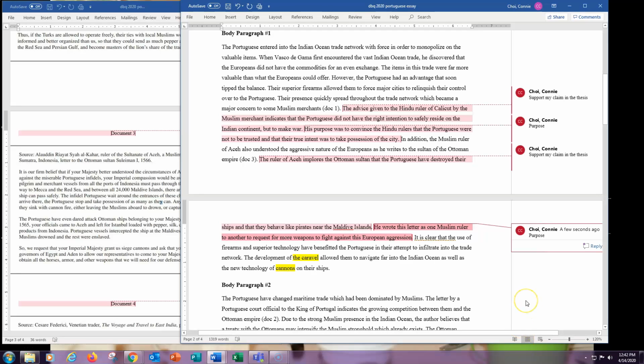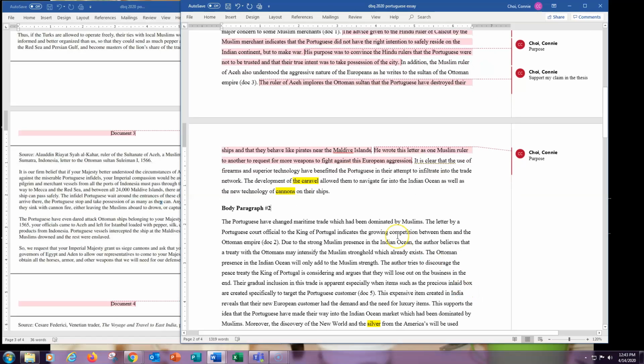So in this, I have basically analyzed this document, and I'm using purpose because he understands that the Portuguese are going to go to war with them and that they have burned down even Ottoman ships. And so the purpose of this ruler is to seek some kind of support, which is in the form of weapons to fight the Portuguese. It is clear that the use of firearms and superior technology have benefited the Portuguese in their attempt to infiltrate into the trade network. The development of the caravel allowed them to navigate far into the Indian Ocean, as well as the new technology of cannons on their ship.